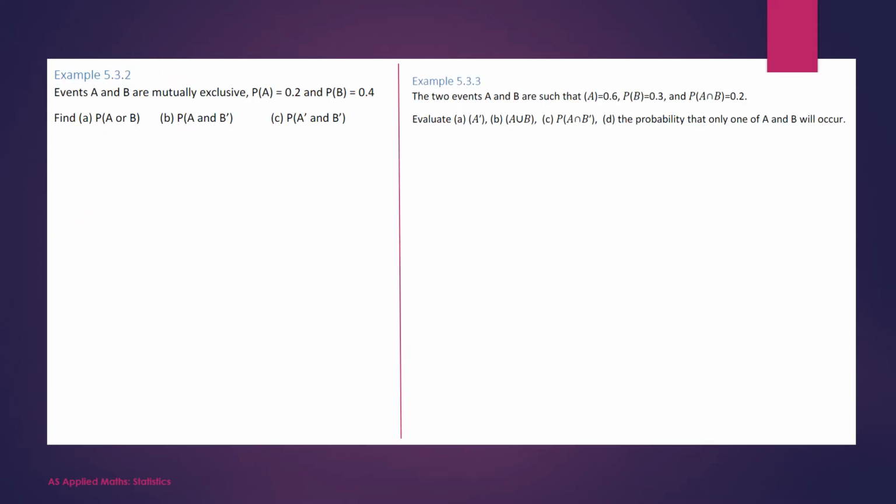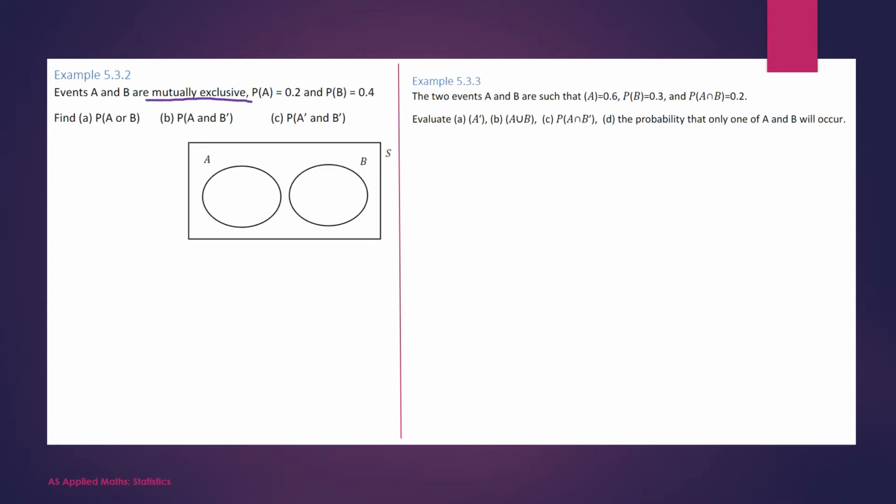So looking at example 5.3.2, and I'm going to do these examples with the use of a Venn diagram. So I am told in the question that A and B are mutually exclusive. So as soon as I see that, I know that I've got a Venn diagram that looks like that, and I would consider drawing that down. Before I start the question, I'm going to fill the Venn diagram in.